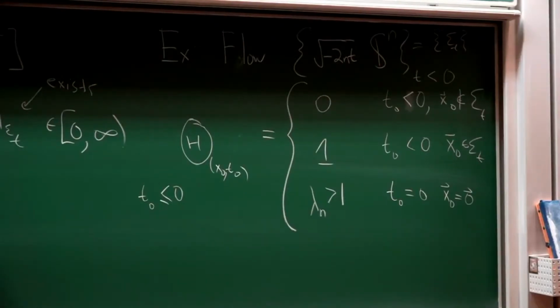So this function, it turns out, is clearly not continuous in x naught and t naught, but you can check that it's upper semi-continuous, so it's allowed to jump up, but it can't jump down. That's another consequence of the monotonicity formula.